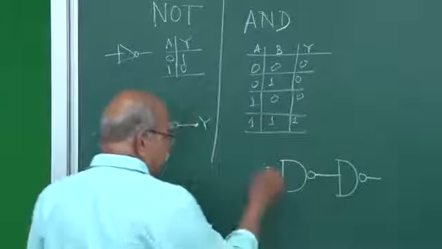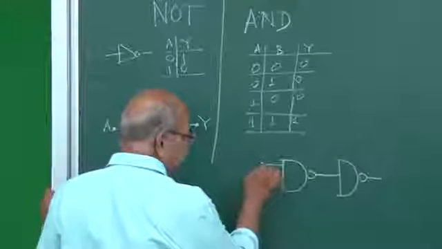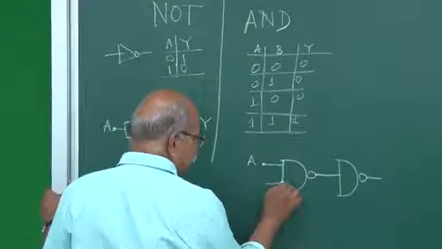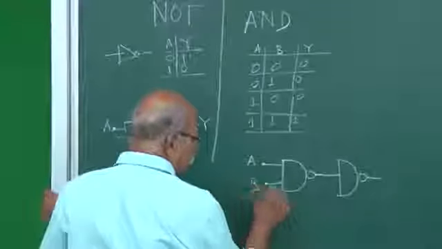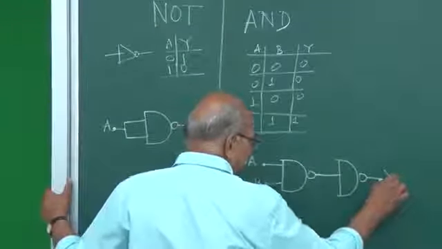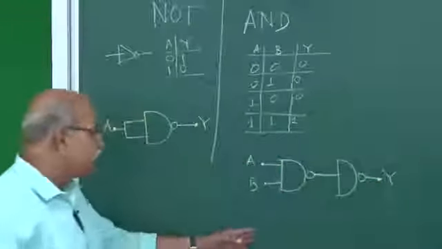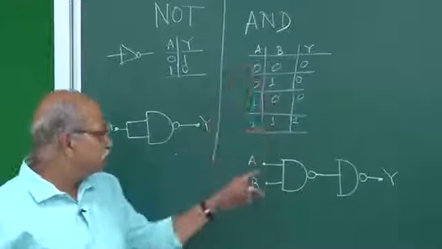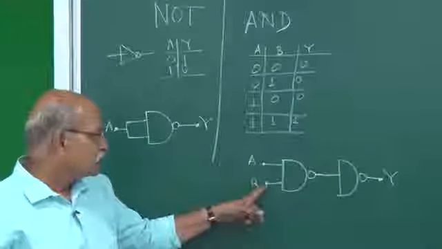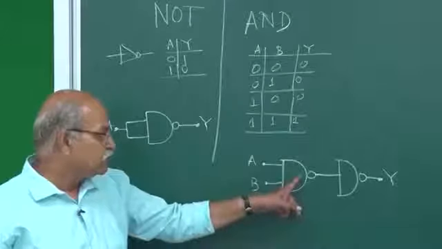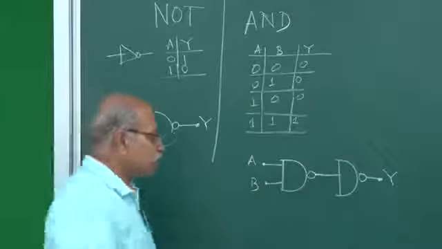Let's try this way. This is A, and this is B, and this is Y. Let's try what happens with this circuit. 0 0. This is 0, this is 0. AND will give me 0. NOT of this will give me 1. Wait.